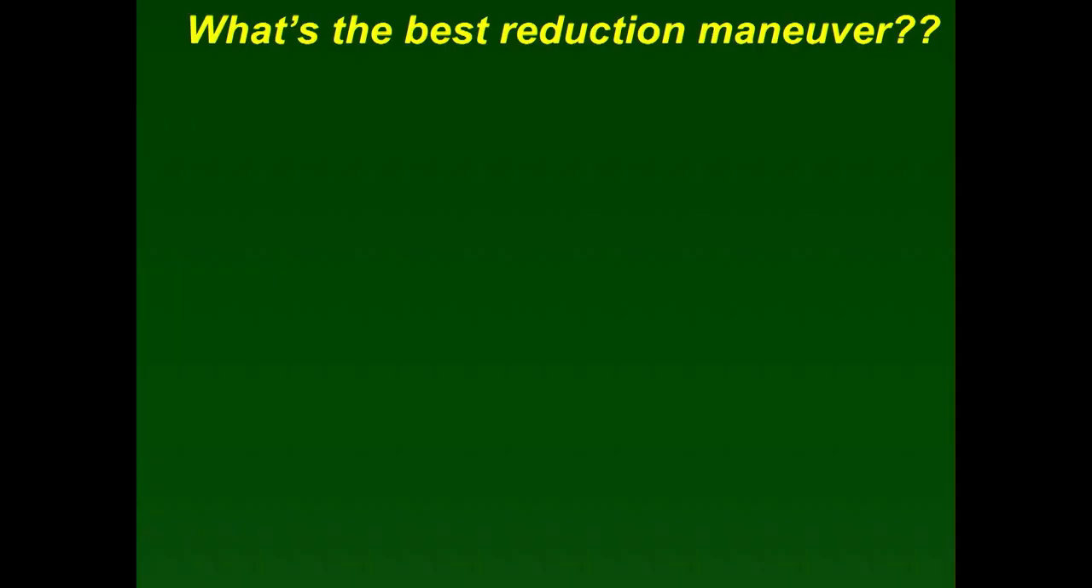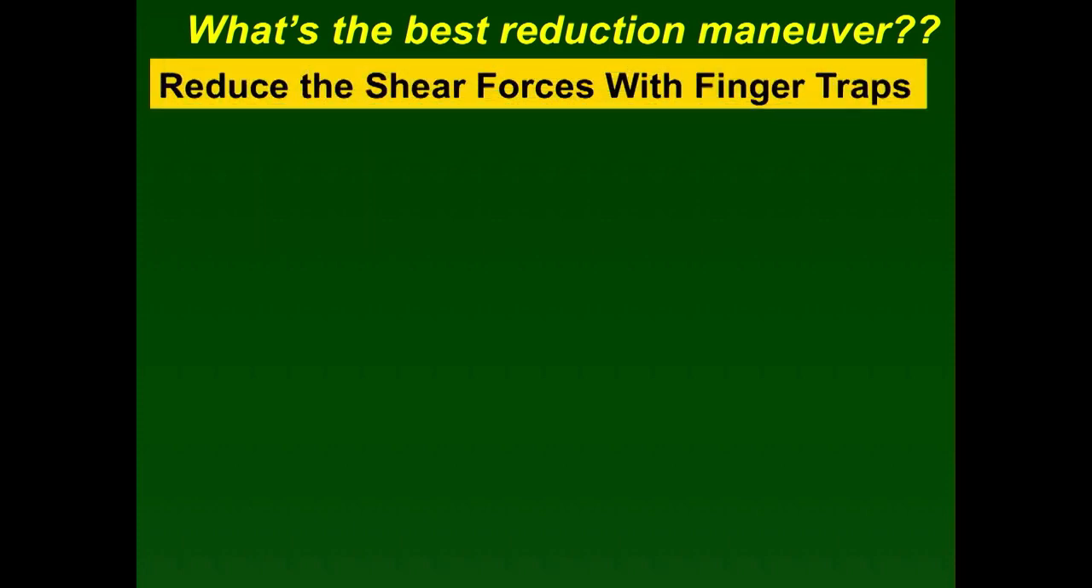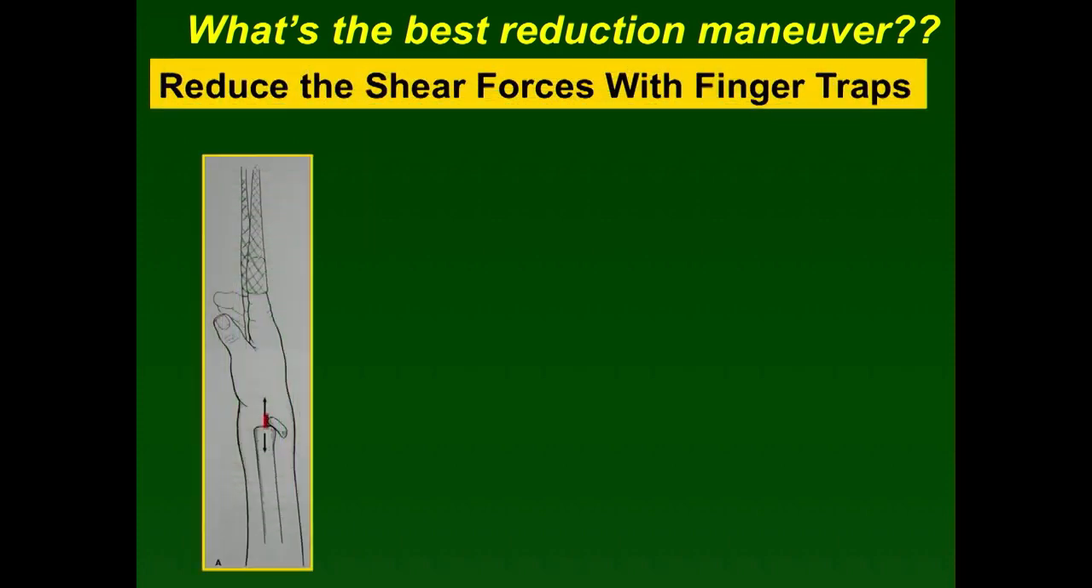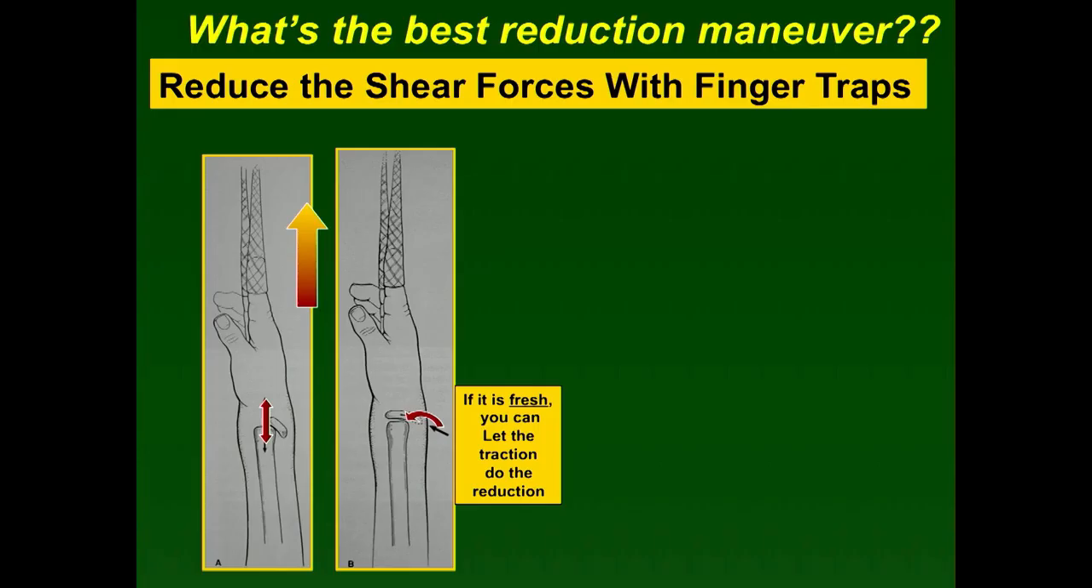Because this one has a tendency to produce shearing forces, and it's the shearing forces that will often cause damage to the growth cells of the physis. And what did you say the best reduction method was? To use finger traps. Yes, very good, if it's fresh. You put them up in finger traps, what happens? Gravity will help you get your reduction. Often if they're fresh, you can just let the traction do the reduction. And you're distracting it, so you're decreasing the shear component of the reduction process.